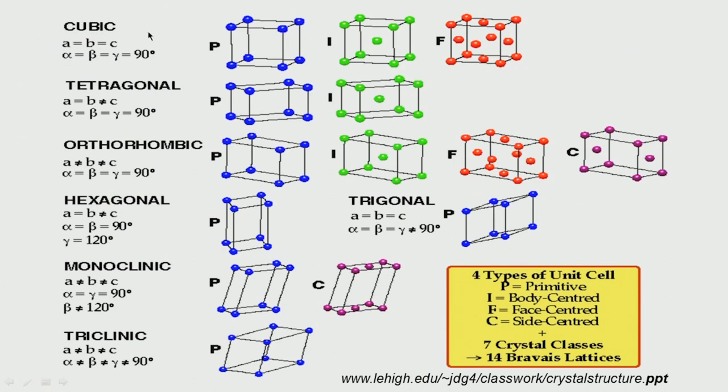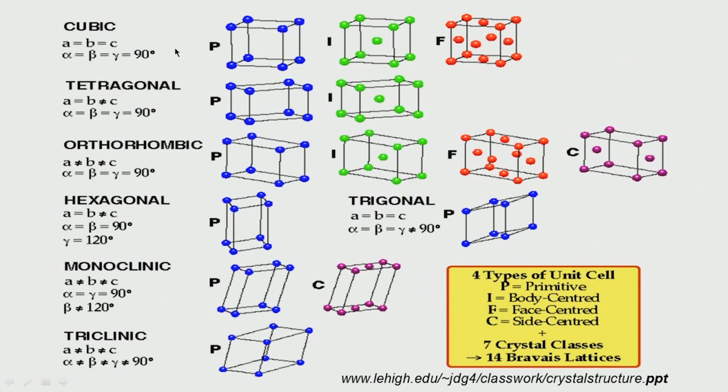They are grouped based on these 6 parameters, the 3 lengths, that is the A, B, C lengths, and the 3 angles, alpha, beta, gamma. Now, each of these forms can have the primitive structure, that means atoms present only in the corners, or they can have a body centered, or they can have a face centered. When you do that, you end up with 14 Bravais lattices. So, there are 7 crystal classes and 14 Bravais lattices.